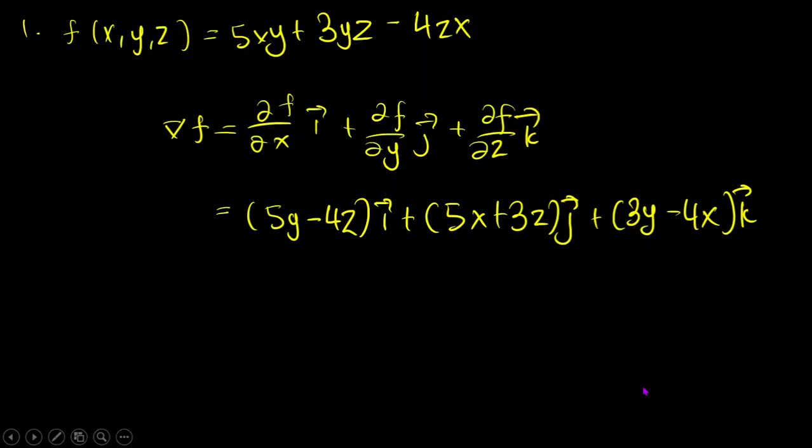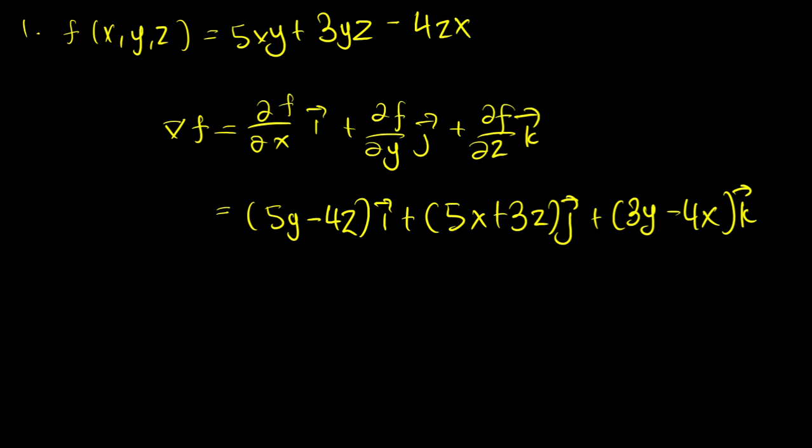Welcome to tutorial 8. I'm going to explain briefly the steps and the solution for all the questions. So here, question 1 is about finding the gradient of the scalar function given here. What we need to do is find each partial derivative of scalar function f.